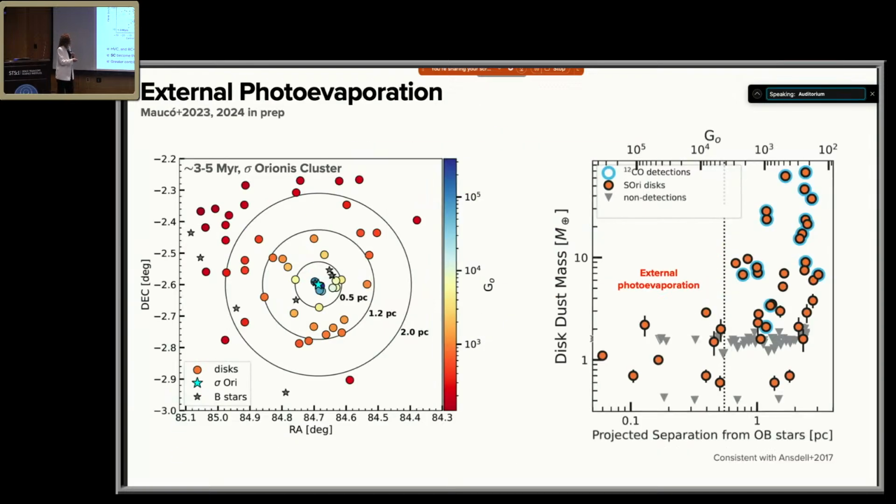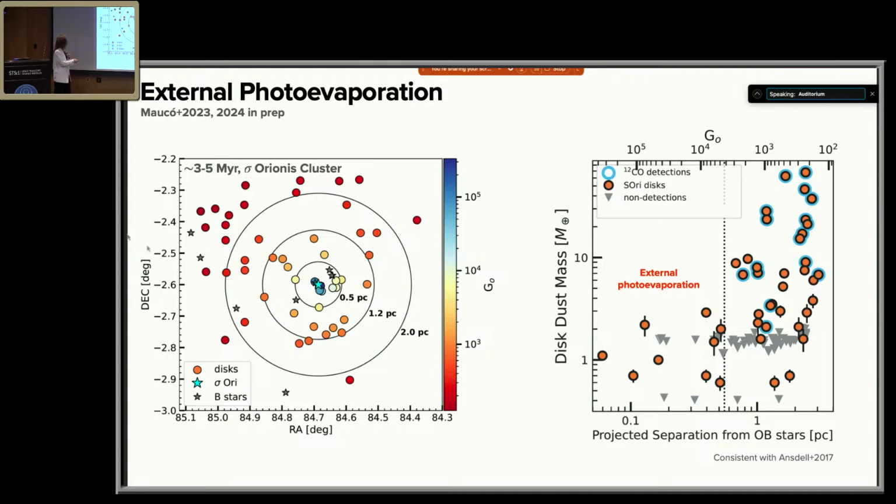So in that sense, our work that we're currently working on is very useful because we are working in this young cluster, which is of intermediate age, 3 to 5 million years, in Orion, the Sigma Orionis cluster, where we know that at the center of the cluster there is this massive OB system, Sigma Ori, that seems to be affecting the disks close to this massive star by externally photoevaporating them. So the FUV radiation from this massive star is affecting the disk and is clearing the disk from the outside in.